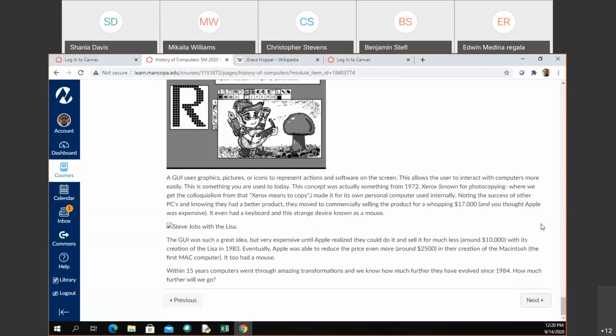So eventually what they did was they were like, you know what, we can sell this for even cheaper. And so for about $2,500, which is close to the same price that they still go for today, they created the last version of their computer known as the Macintosh, which is where we get the term Mac from, just like the Apple, Macintosh Apple.